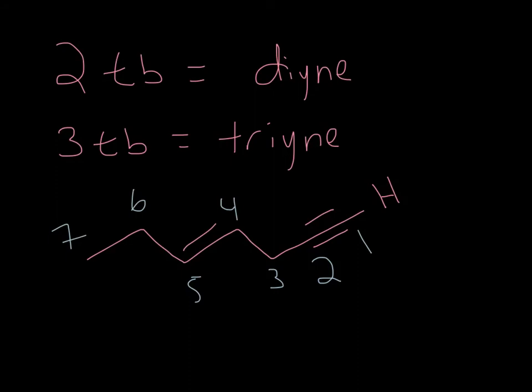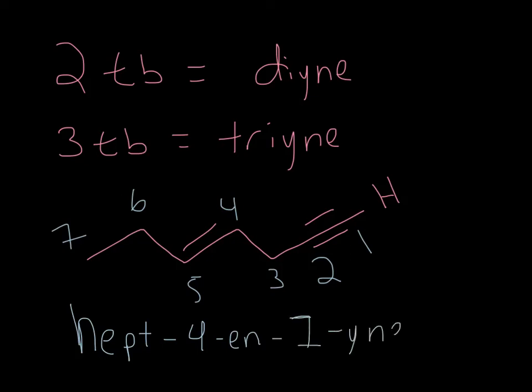So this particular molecule will be hept 4-ene 1-yne. So it changes the root name in both places, the ene for the double bond and the yne for the triple bond. It always is ene-yne in that order, so double bond followed by triple bond.